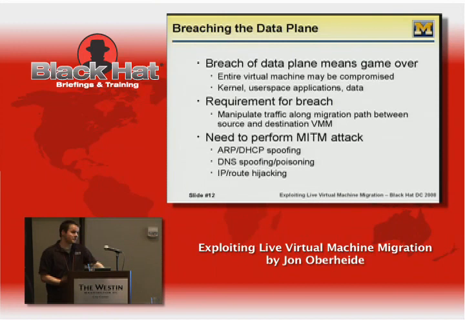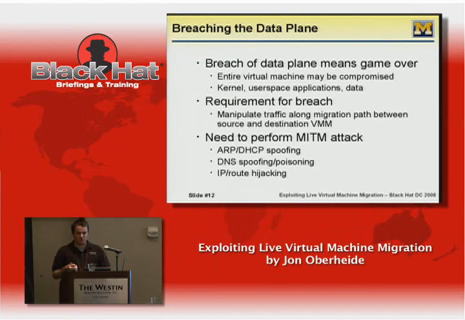So in order to take advantage of these insecure migrations used by these popular vendors, we need to be able to manipulate the traffic between the source and destination VMMs. An attacker can do this by performing a man-in-the-middle attack. To gain man-in-the-middle capabilities, there's numerous methods, such as ARP spoofing or DNS poisoning or route hijacking, all depending on the network topology of the attacker's target.